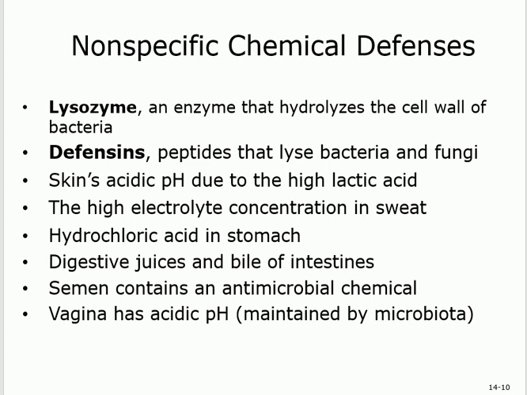The pH of the skin, I talked about this. The sweat is slightly acidic. Why is it acidic? Because we secrete lactic acid. What else is on the skin? What else in the sweat? High electrolyte concentration. We know that the sweat contains a lot of electrolytes, right? Sodium chloride and others.